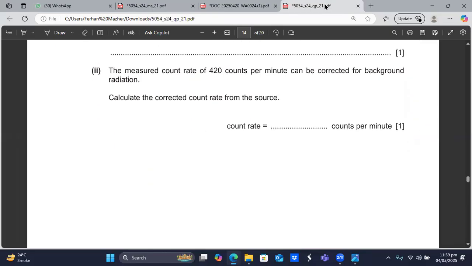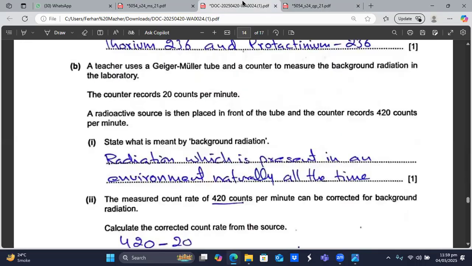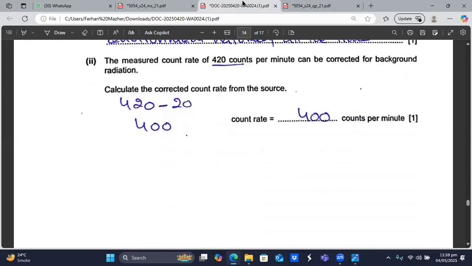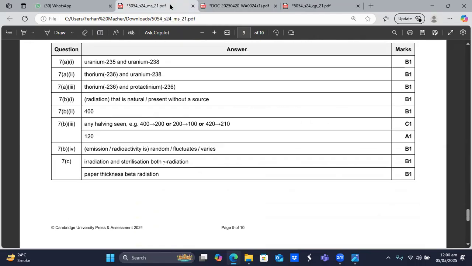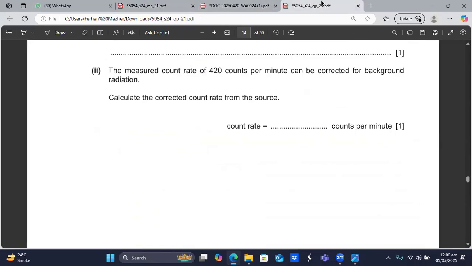Okay, so let's go to question number 7b and its second part. The measured count rate of 420 counts per minute can be corrected for background radiation. Calculate the corrected count rate for the source. So the reading on the GM tube is 420 counts. 20 counts is due to the background radiation, so from 420 we will subtract 20. So 400 is the corrected count rate of the source. So 400 is the right answer, sir.